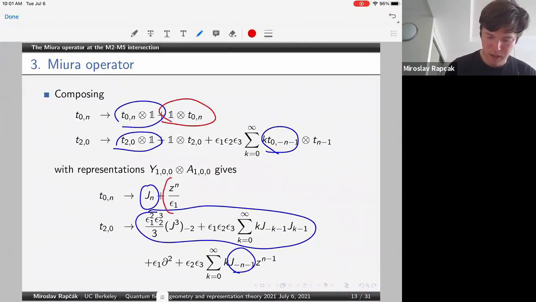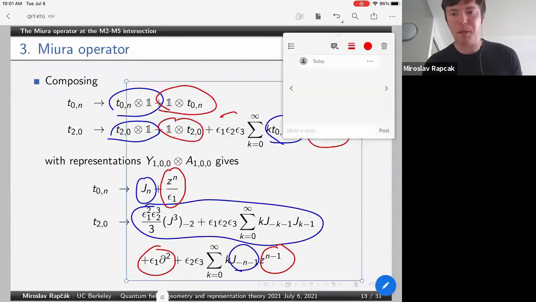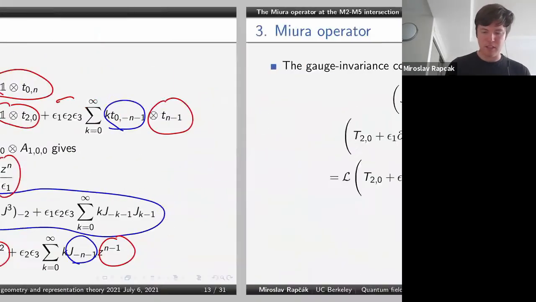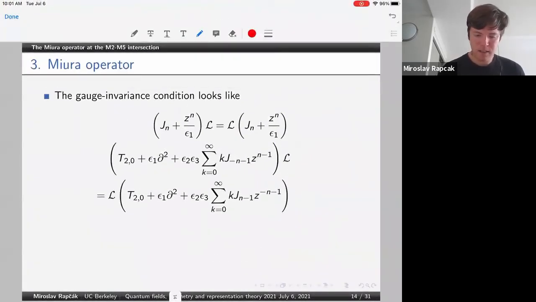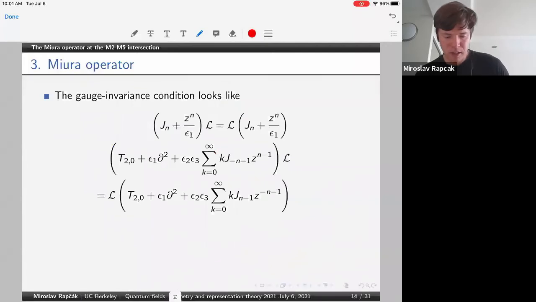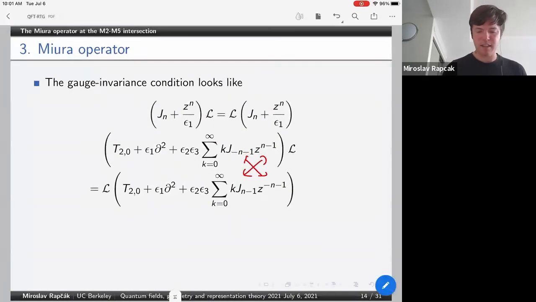And analogously here, we are going to get the M2 brane algebra representation, which has the following form. And here we have this. Right. So I simply plugged in the representations. Okay, and then the gauge invariance condition reads as follows: there should be an operator L that commutes with this sum of J and with z to the power of n over epsilon 1, and it should almost intertwine the sum of the T2,0 and the derivative, up to this tail term that actually has interchanged indices, which is a slight technicality, but very important.